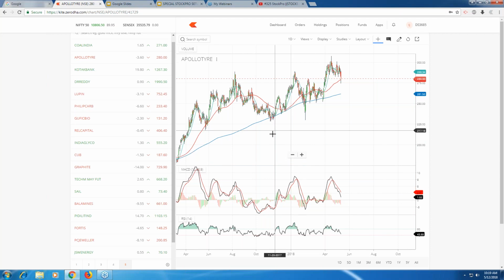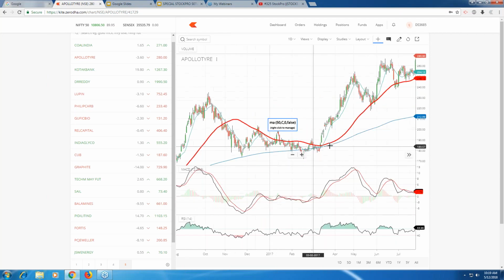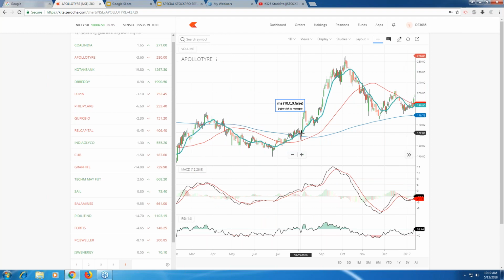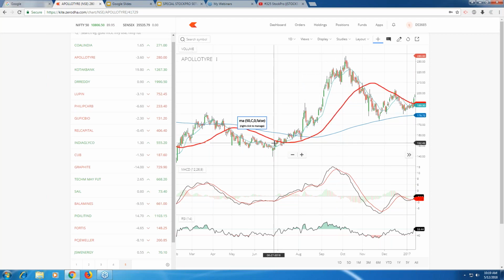This is definitely a support trade, but here there's a breakout happening. 10 moving average is going up, 50 is going up, and see RSI has also gone up above 60. You can enter at this point. 173 to 234. Good amount of movement.